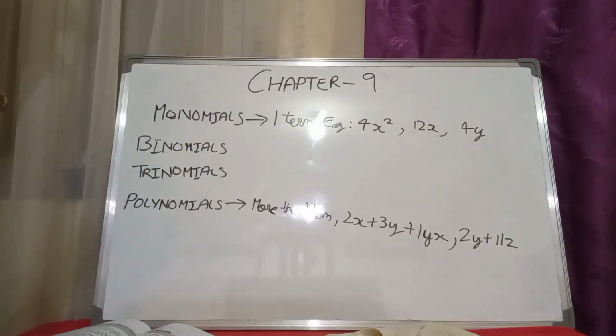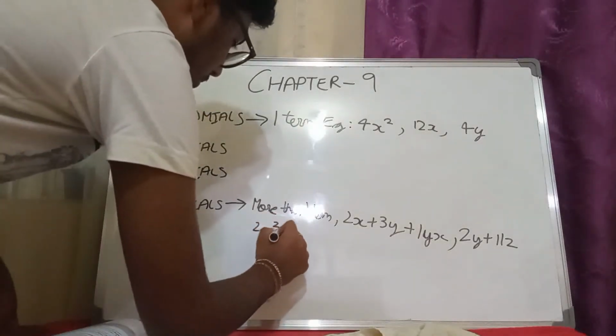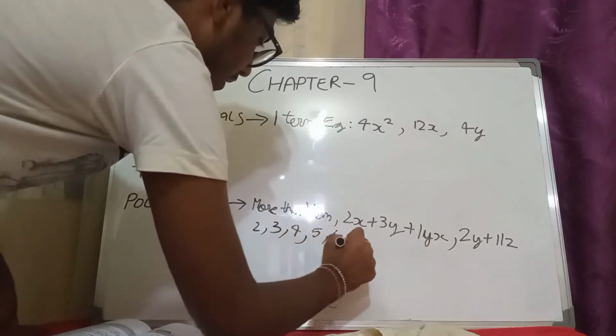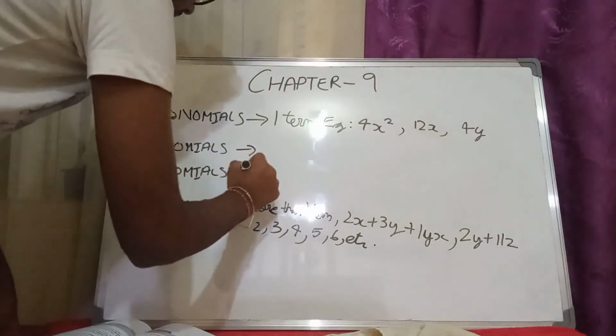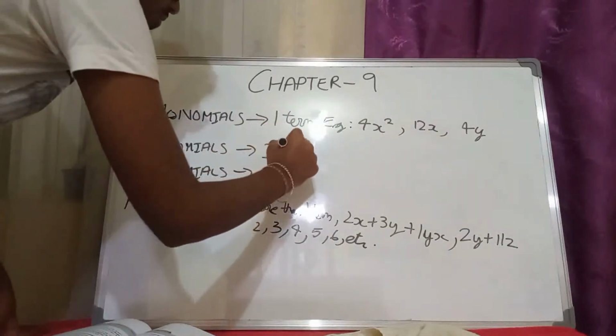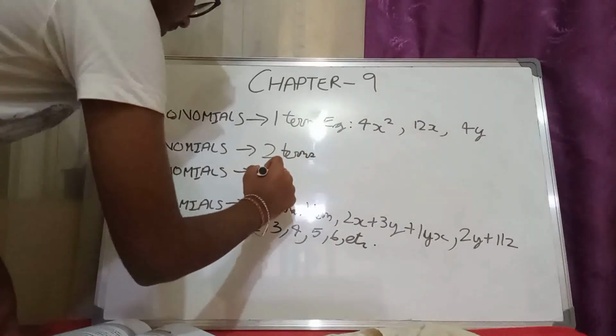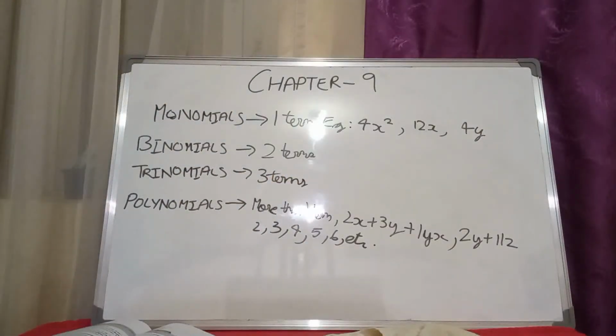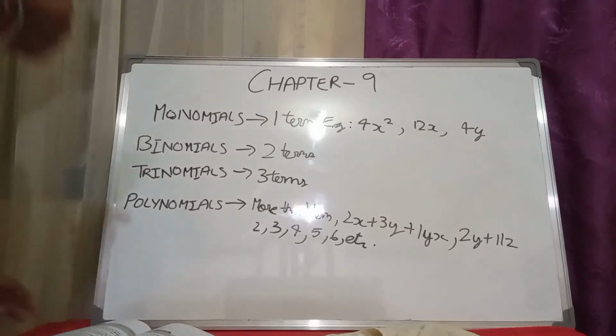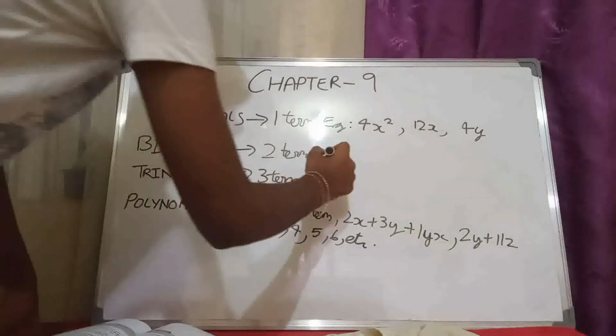They are specific types of polynomials. Polynomial basically means more than one, so it can have 2, 3, 4, 5, 6, etc. terms. And for being specific, we have binomials and trinomials. Binomials means two terms, and trinomial means three terms. So there are two types of expressions, monomials and polynomials. In polynomials, we have binomials and trinomials. When we want to be specific, we talk about binomials and trinomials.